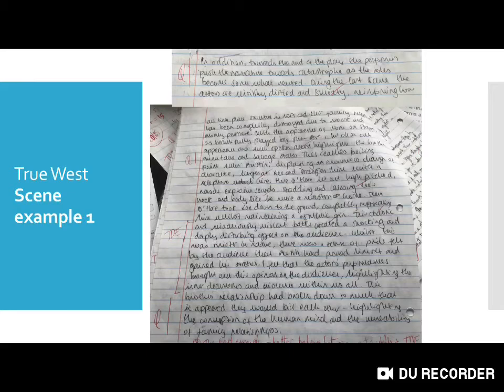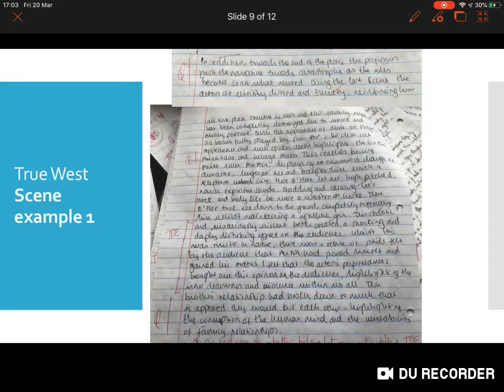So we've got TDE there. How did the audience feel? Whilst this was sinister in nature, there was a sense of pride felt by the audience that Austin had proved himself and gained his status. So there's a sense of Austin's status changing there and the audience feeling pride, which is a nice point. I felt that the actors' performances brought out this opinion in the audience, highlighting the corruption of the human mind and the vulnerability of family relationships.